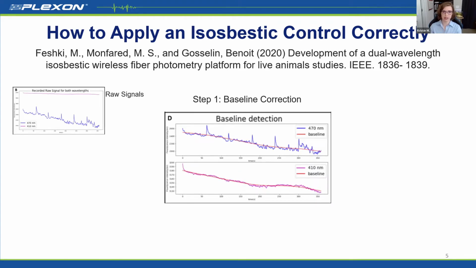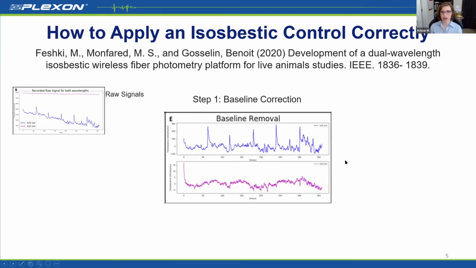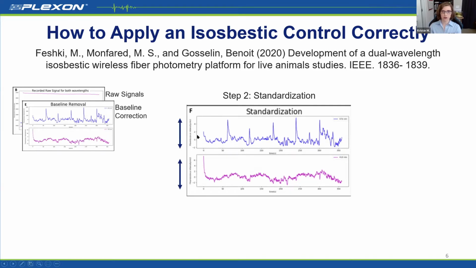So the first step is a baseline correction to correct any downward trend in the mean over time due to quenching. The next step is to standardize the Y scale. This is very similar to a Z score.